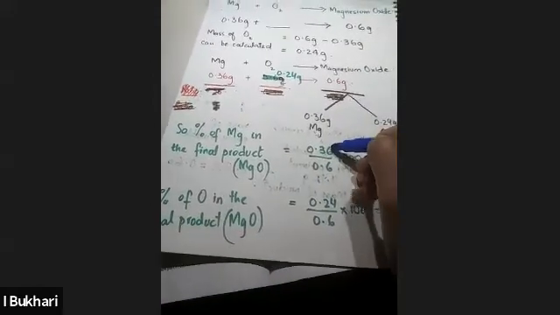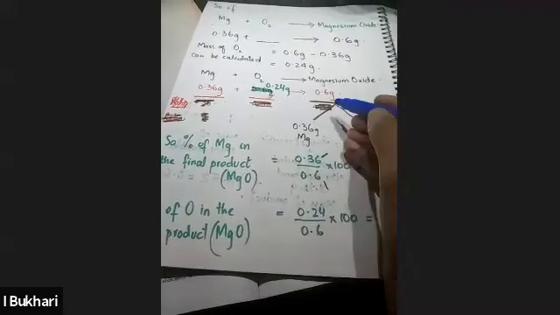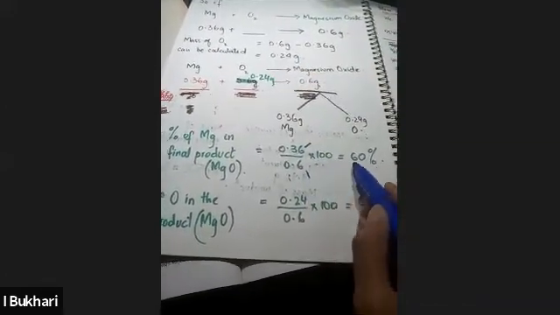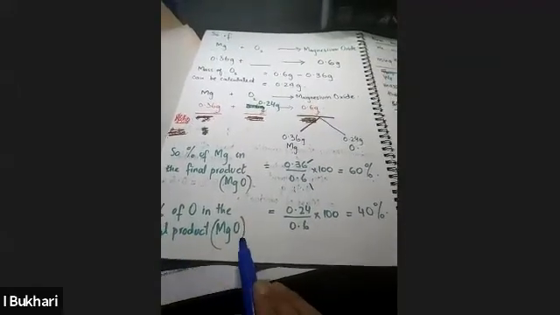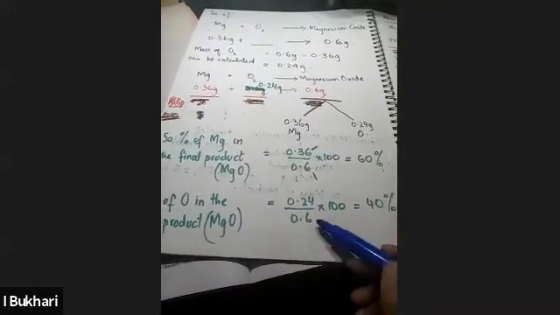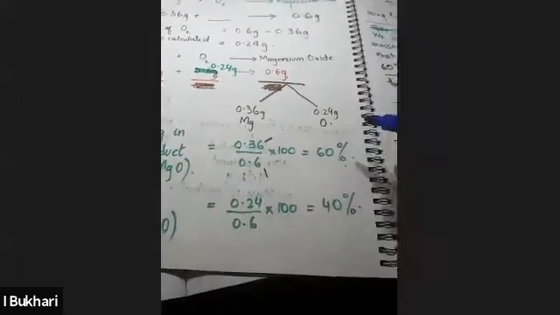So now can we find out the percentage of magnesium? The percentage of magnesium would be the mass of magnesium divided by the total mass of the compound, which is 0.6 grams, multiplied by 100, and you get 60%. And how do I calculate the percentage of oxygen in the final product? The mass of oxygen divided by the mass, again, of the whole compound, which is 0.6, multiplied by 100, and I get 40%, right?